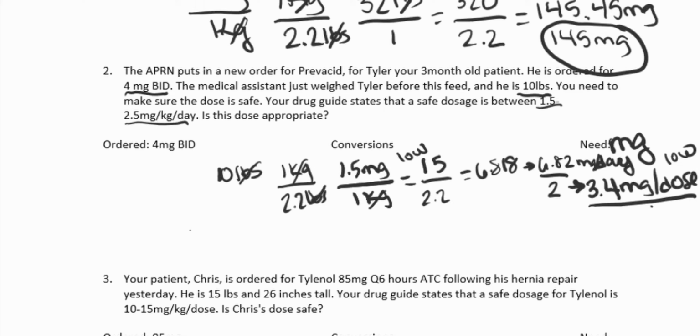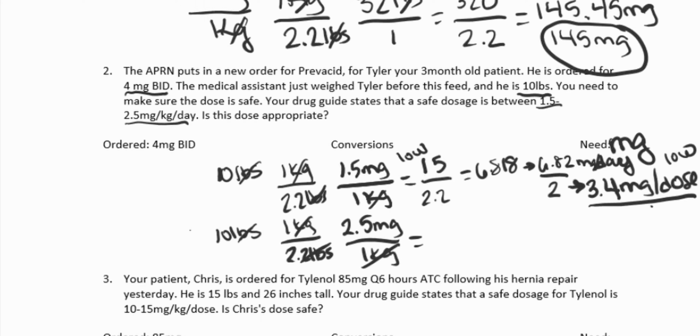Now let's go ahead and solve it the same way, but put in our 2.5 milligrams to make sure his dose is safe within the high range. So again, he is 10 pounds. We are going to get to kilograms, so we're going to do 1 kilogram over 2.2 pounds. That's going to cross off our pounds here. Then we are going to do 2.5 milligrams per 1 kilogram instead to make sure that is safe. Per 1 kilogram. Kilograms cross out, we are left with milligrams.